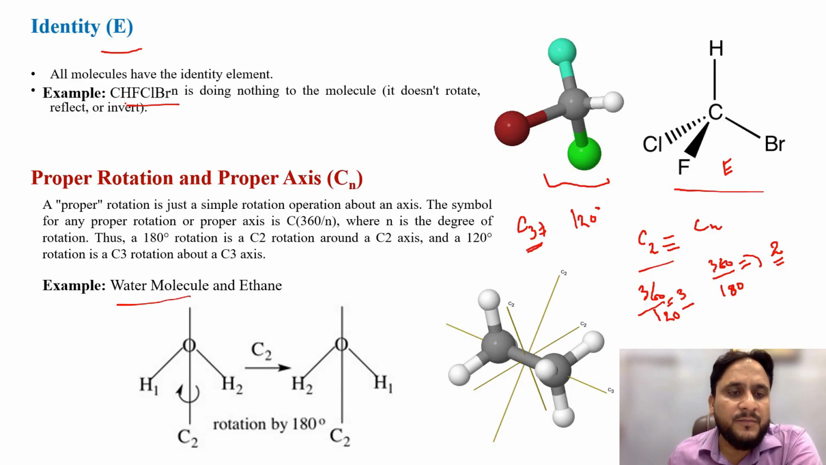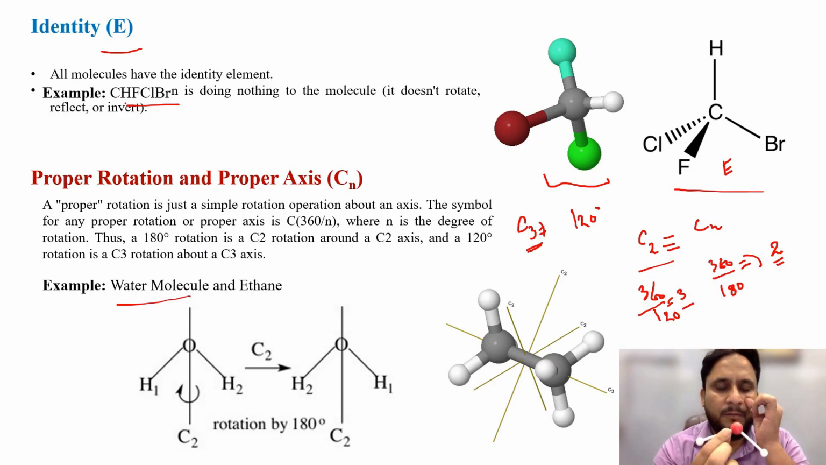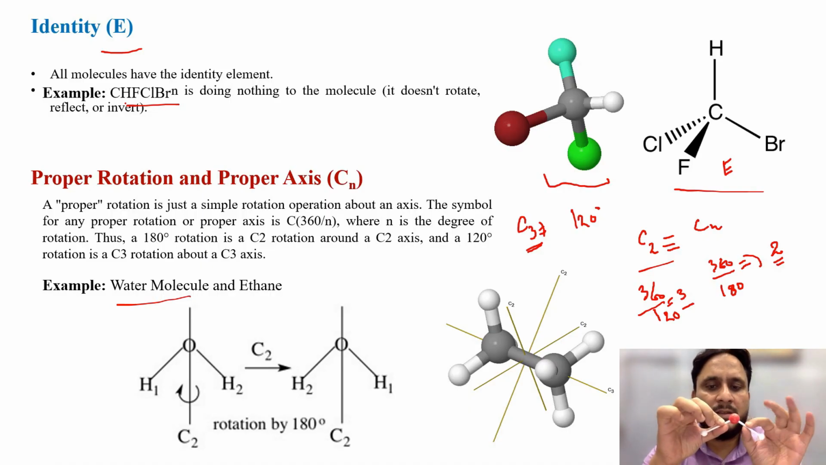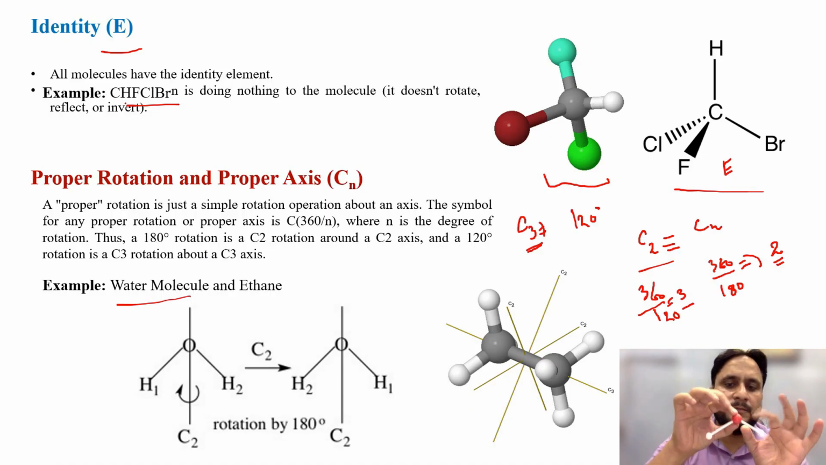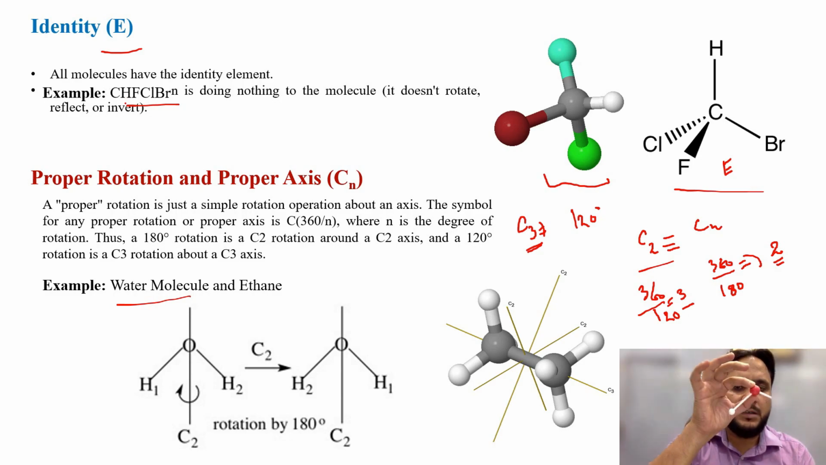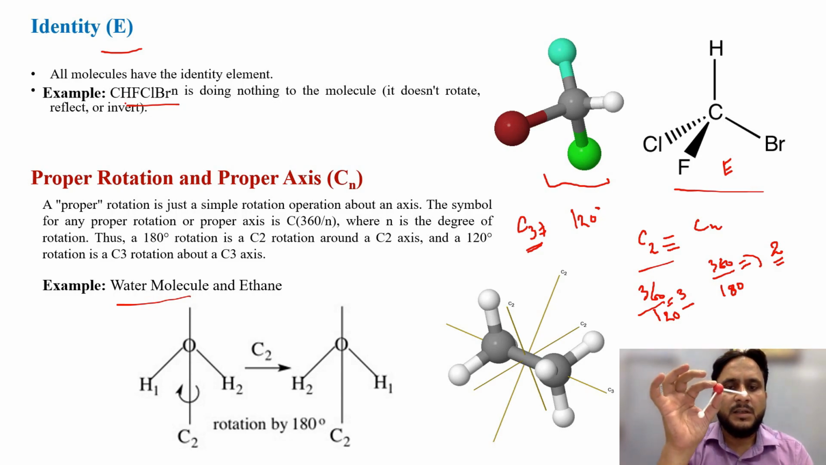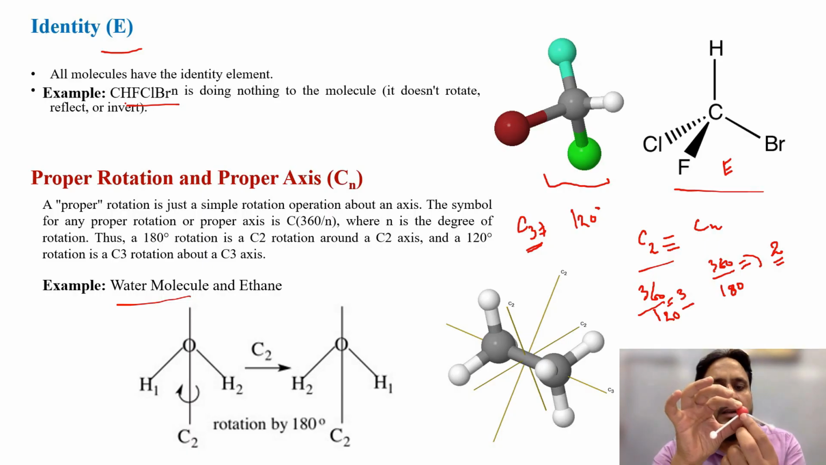Water is a very good example of a C2 axis. I am showing you this molecule with the help of a stick and ball model; this is the structure of water. The red ball is oxygen, which is connected with two hydrogen atoms. Now, what do we mean by a C2 axis? I am going to explain it.